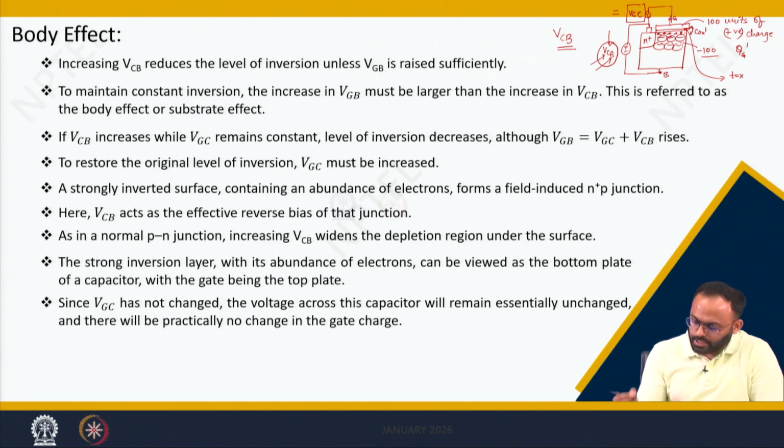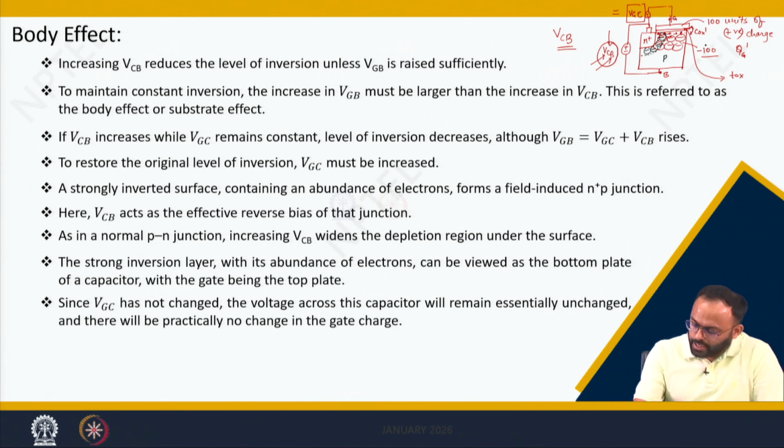The moment you increase V_CB, let me change the color of my pen. If you change V_CB, ultimately the depletion region here will increase, because you are making this N plus P junction reverse biased. So the depletion region expands. If the depletion region expands, the charge balancing occurs here.